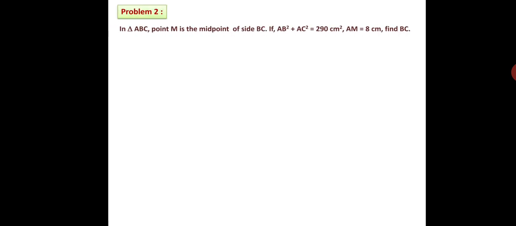Now, let us see one more problem. In triangle ABC, M is the midpoint of side BC. Here, a little bit different values are given. AB square plus AC square is given directly as 290 centimeter square. AM is 8 and you have to find BC.